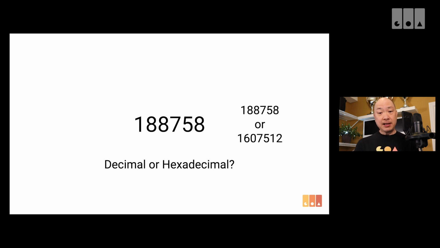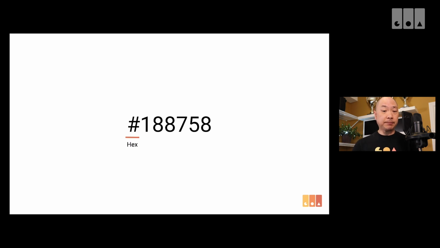So what mathematicians and computer scientists do is we have a special symbol to represent that this is a hexadecimal number. It's called an octothorpe, or a hashtag, as we call it nowadays. That represents a hexadecimal number. So whenever you see a number that starts with a hashtag or an octothorpe, then we know that's a hexadecimal number.